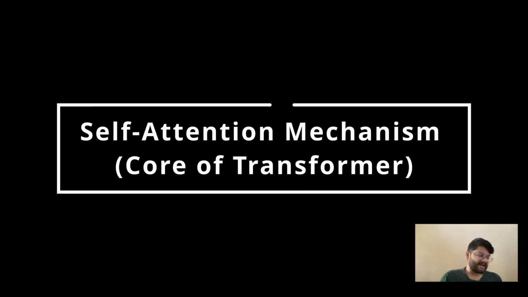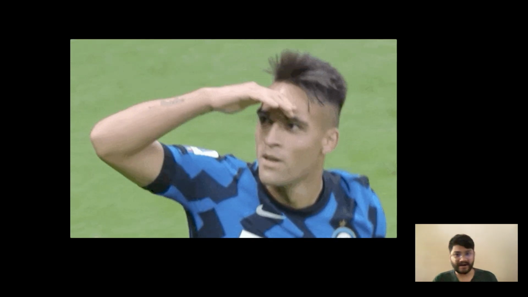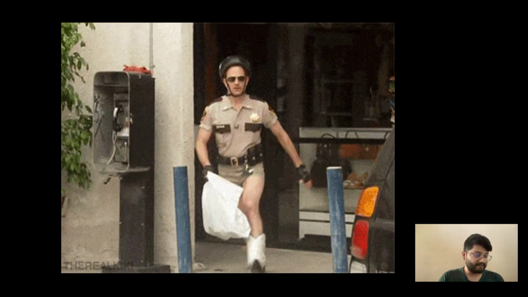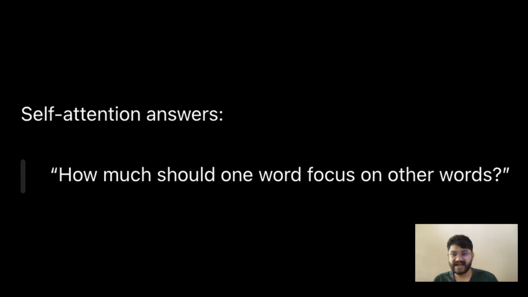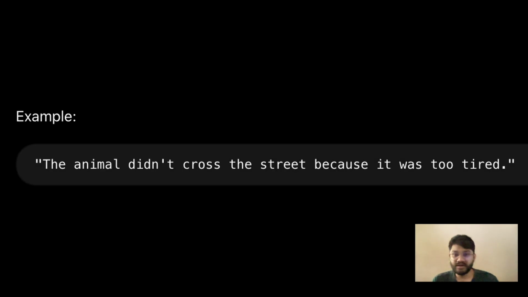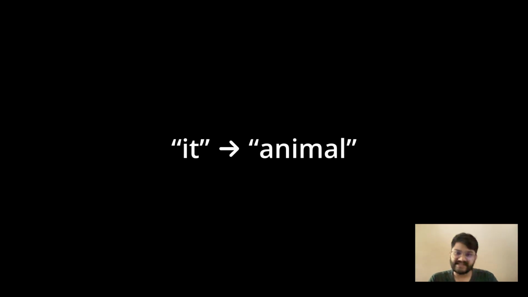The self-attention mechanism helps the model understand the relationship between words in a sentence even if they are far apart. Self-attention enables the model to weigh the importance of word pairs relative to one another and understand relationships between words. So self-attention answers how much one word should focus on another word. For example, "The animal didn't cross the street because it was too tired." What does "it" refer to? Self-attention helps connect "it" with "animal."